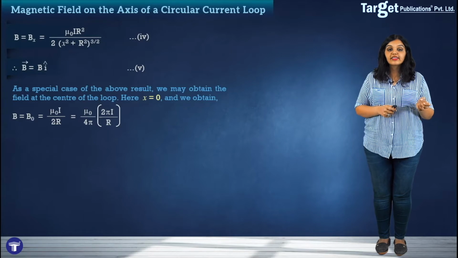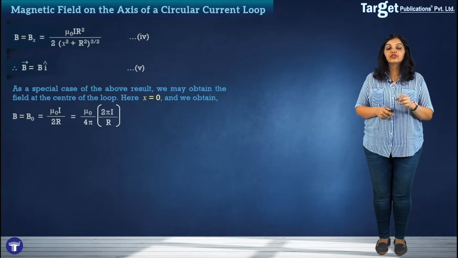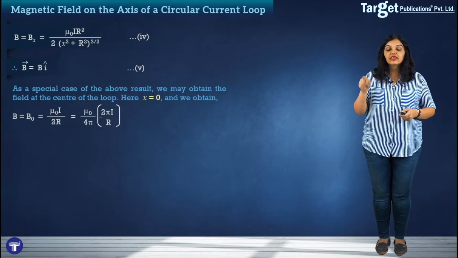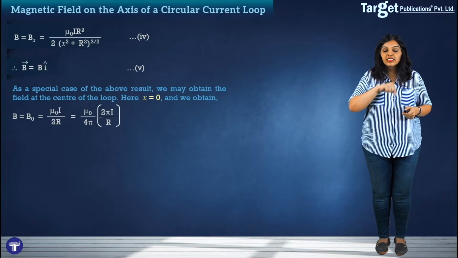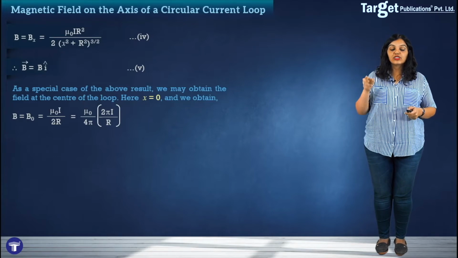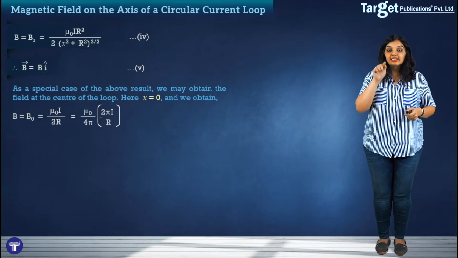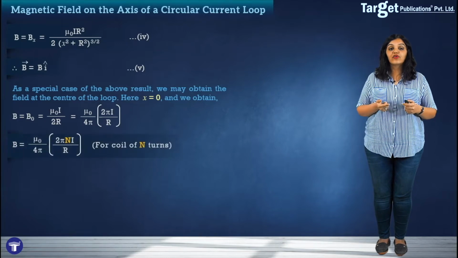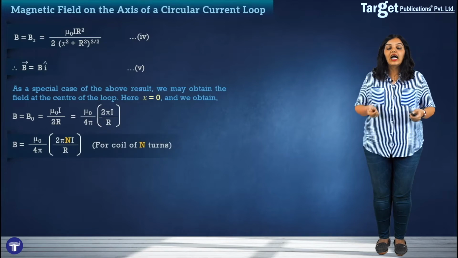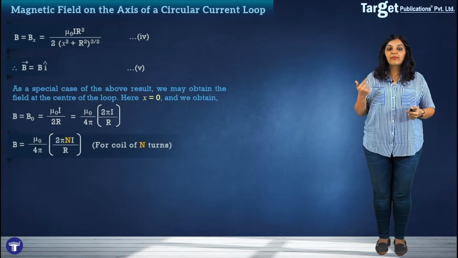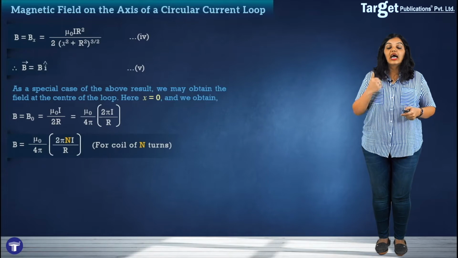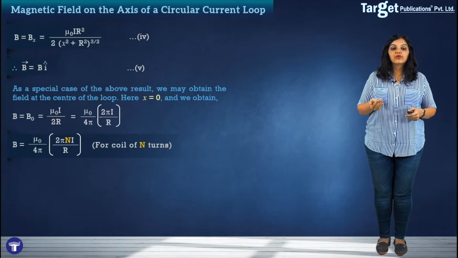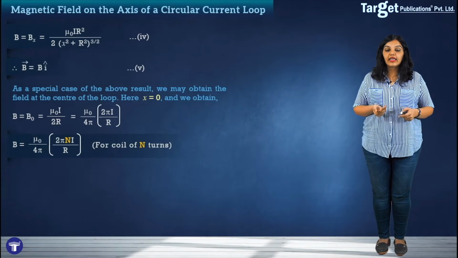You can also write this down as mu naught upon 4 pi into 2 pi I upon R. The reason I am doing this is because from this equation you can write many other equations if you just remember to write it in this fashion. Because now I can say that for n number of coils, that is for n such loops, I simply have to multiply this equation by n, and I get that the magnetic field at the center of n such coils will be mu naught upon 4 pi into 2 pi n I upon r.